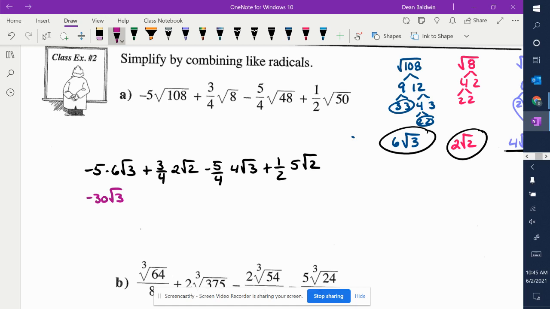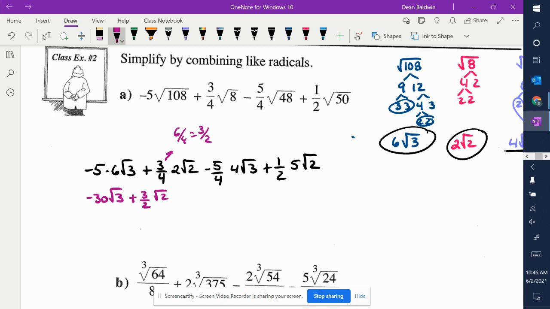What's 3/4 times 2? Sorry? I can't hear you. 1.5. So I'm going to write it as a fraction. Thank you. So 2 times 3 is 6. 6 over 4. So this would become 6 over 4, which reduces to 3 over 2. If you write it as a decimal, that's fine. I won't take marks off, but if you're planning on taking Math 12 or calculus, you should be comfortable with fractions. Okay? So 3 halves root 2.